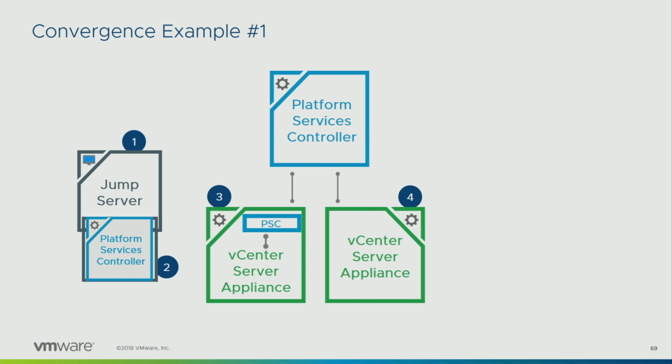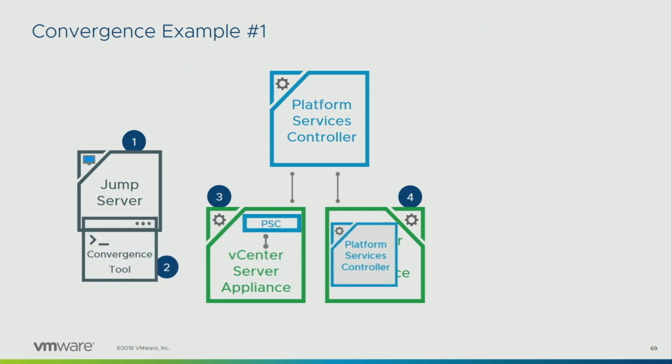So now we connect to our second VCSA. We do the exact same thing again. We take those PSC RPMs, upload them to the appliance, and perform the installation. Now we have our second embedded PSC, and you can see that these two now have connectivity between the two from a PSC standpoint.